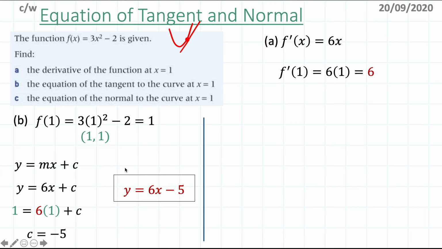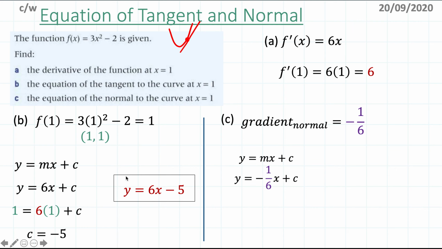Now we'll do the same thing for the normal, except that the first step is going to be a bit different, where we will find the gradient of the normal. The gradient of the normal is the negative reciprocal. So if the gradient was 6, I'm going to change the sign, and then take the reciprocal, which is going to be 1 over 6. More details about a reciprocal: if for example the gradient was 2 over 3, then the reciprocal will be 3 over 2. So now that I have this, I'm going to follow the exact same step.